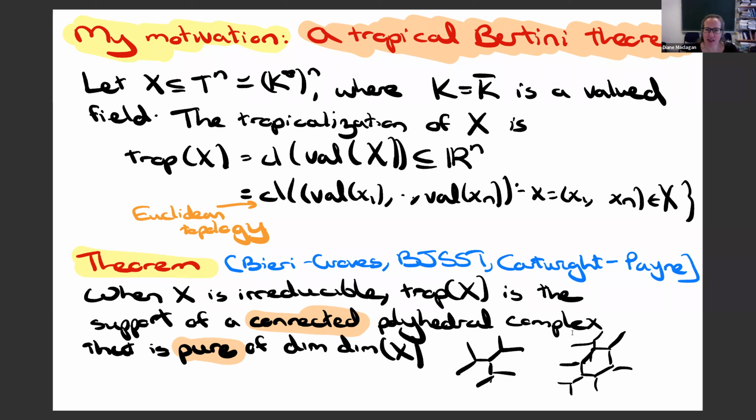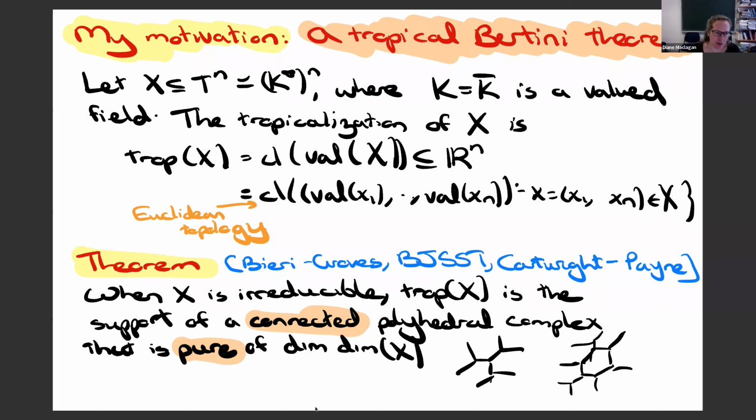So this is true for any variety, irreducible or not. If X is irreducible, then the tropicalization is furthermore connected, and it's pure of dimension the dimension of X, by which we mean the maximal dimensional polyhedra that show up all have the same dimension as X does. So it's a combinatorial shadow of the original variety. Okay, so here are some pictures at the bottom of the tropicalization of curves in the plane.